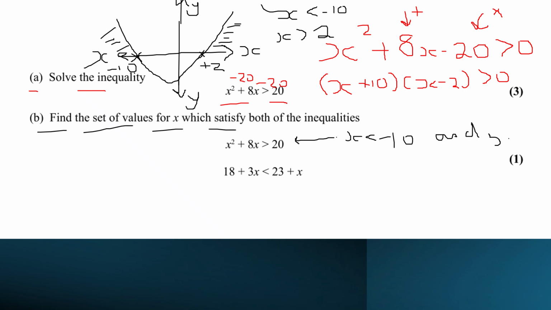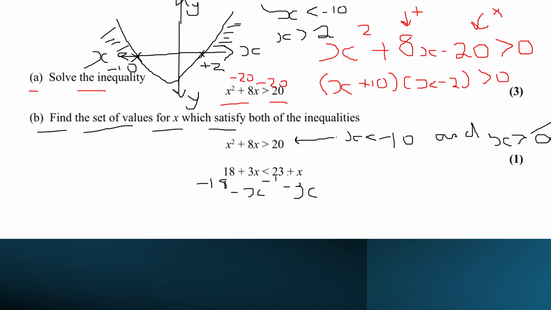The next one I'm going to solve is the linear inequality. This one is a bit easier. You think of it like an equation. I'm going to put all my x on one side, so I'm going to subtract x on this side and subtract x on this side. I'm also going to subtract 18 on both sides. So we're doing that in one go.